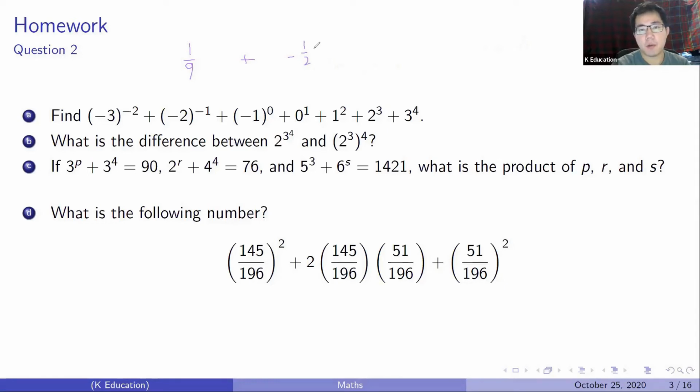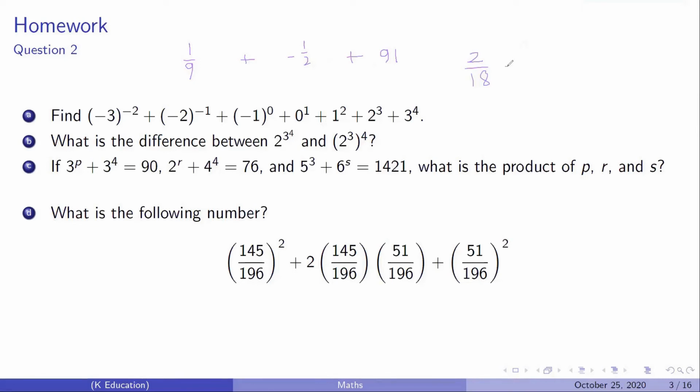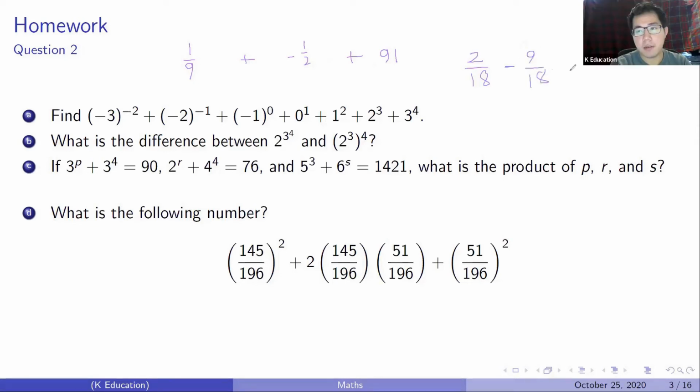How would you add the fractions? Oh, could you just have a common denominator? 18. Yeah, so what does 1 over 9 turn into, and the half? 2 over 18 and minus 9 over 18. Yeah, okay. And then? Oh, just minus 7 over 18. Yeah, okay. Right, so everything we can group together, and so minus 7 over 18.